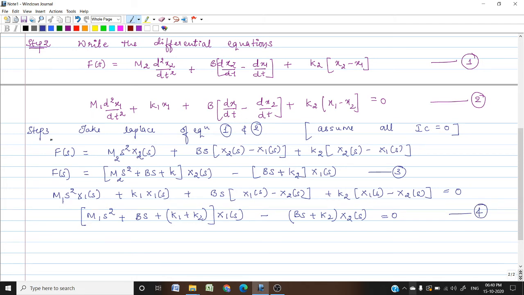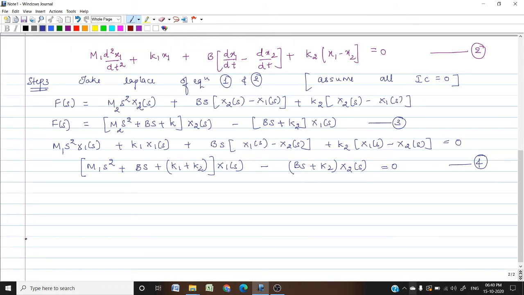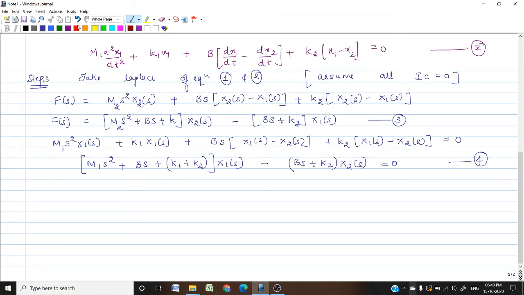Now, in order to take the transfer function, we want it in terms of x2 of s divided by f of s because x2 is the output, f of s is the input. So now what we do here is that we simplify the equation 4. Step 4 will be based on simplification of the given data. Step number 4: simplification of the equation.